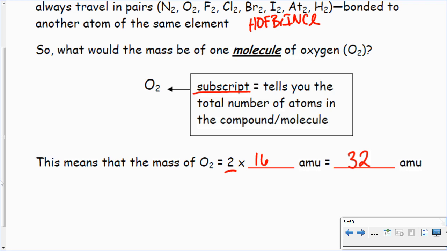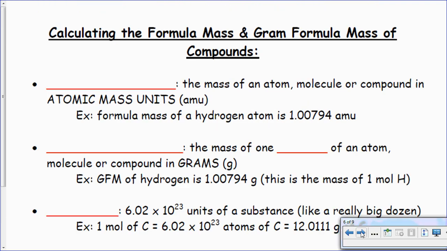So that's how you find the mass of a molecule. You take the number of them and you multiply by the atomic masses added up. Now, formula mass and gram formula mass are almost identical. Almost. There's a subtle difference. Formula mass is the mass of the atom, molecule, or compound in atomic mass units, AMUs.